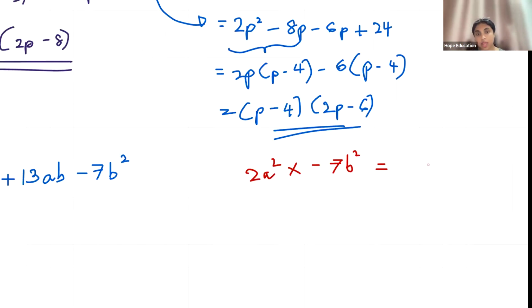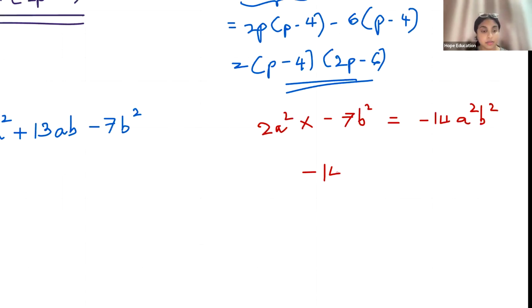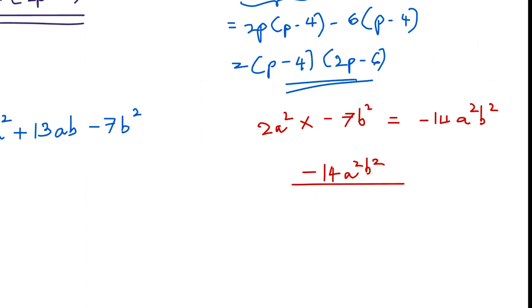A squared, b squared. So we get minus 14 a squared b squared. So we have to find different ways how we can produce this. Up to this point, did you understand?